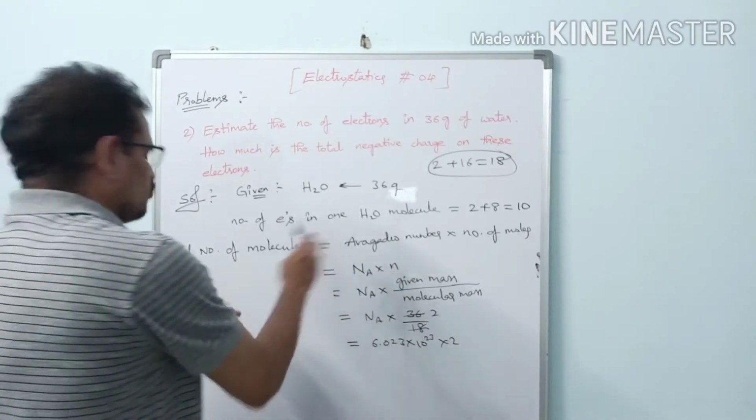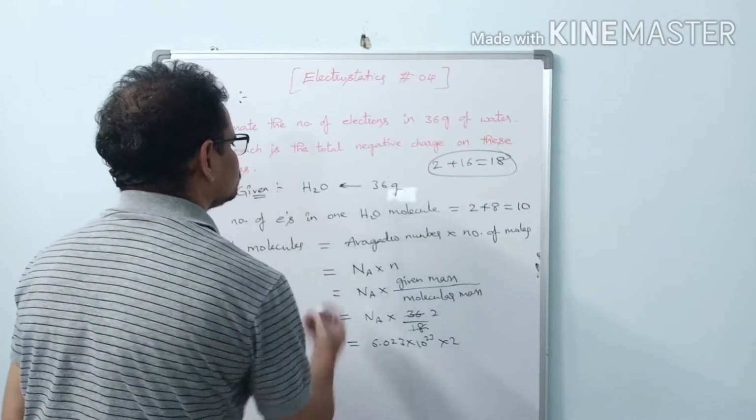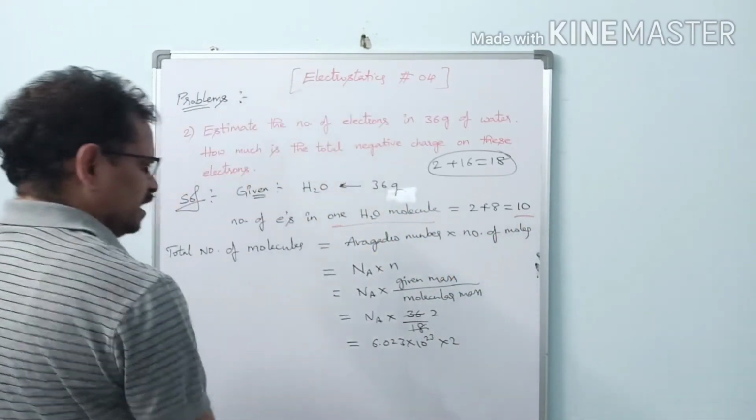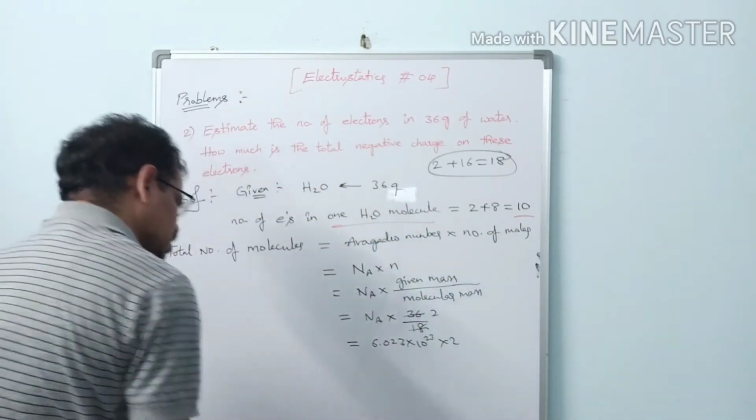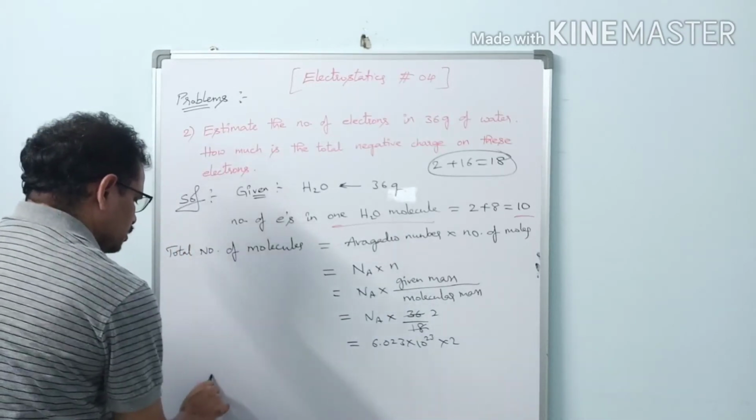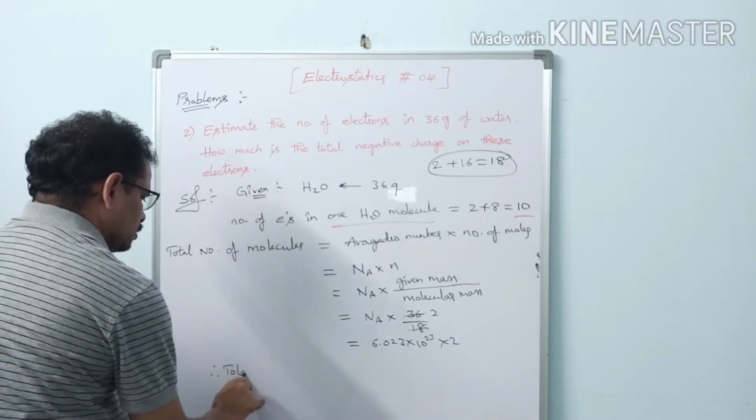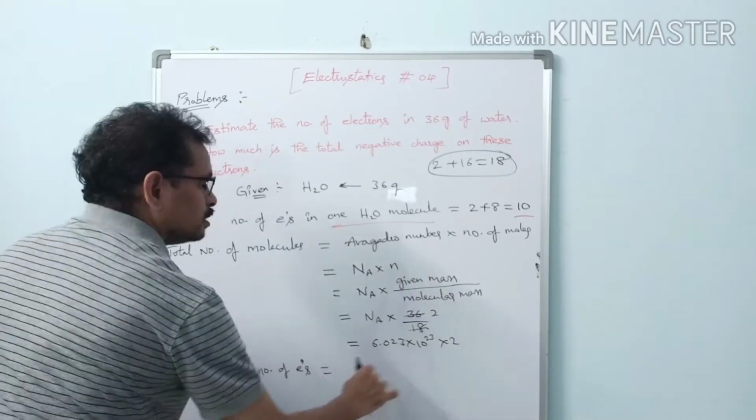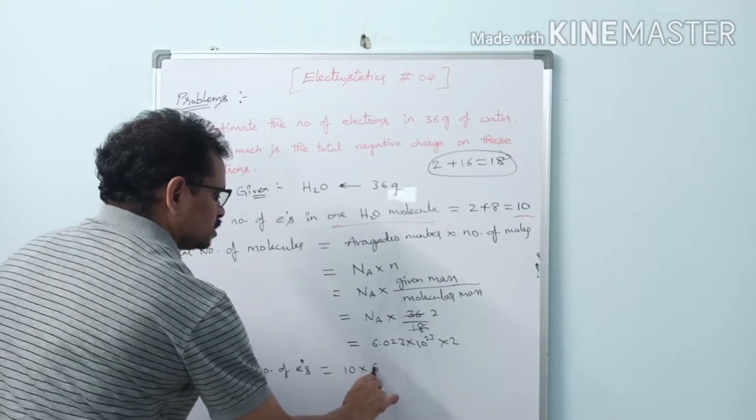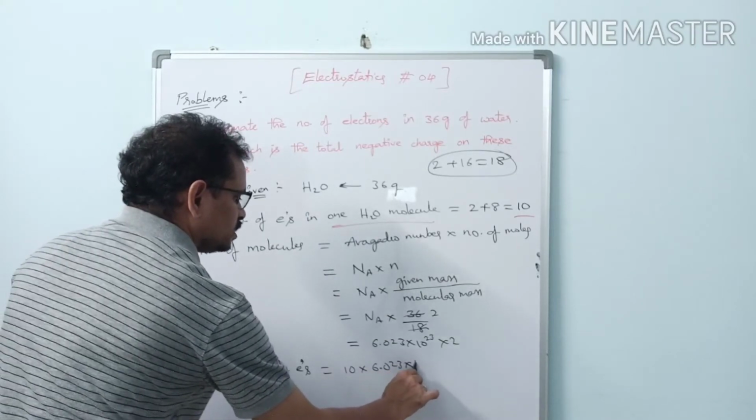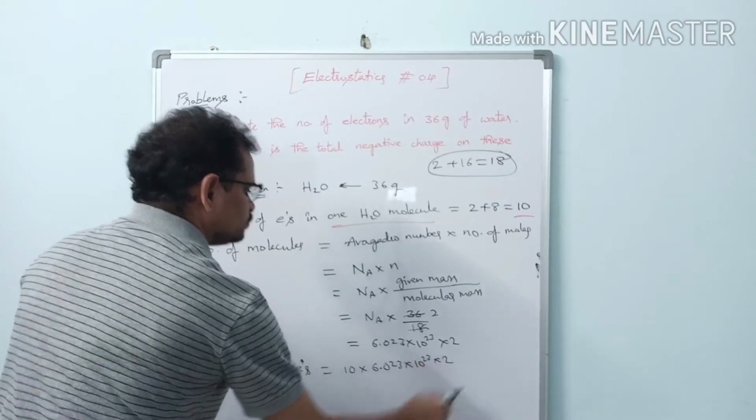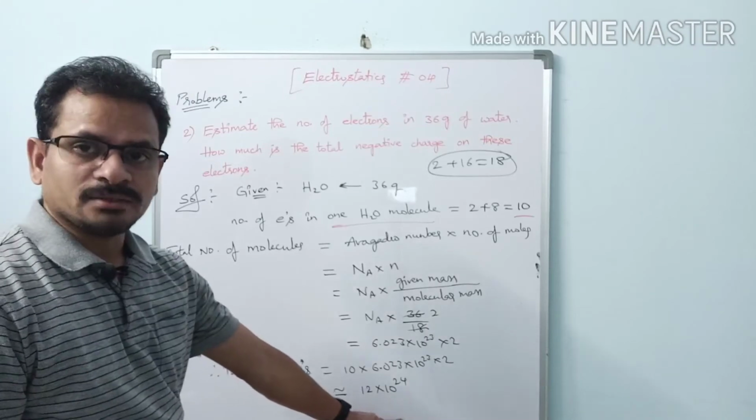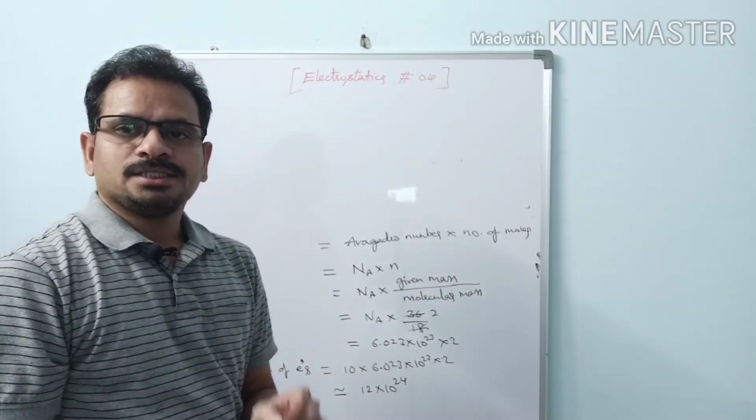Now in one molecule there are 10 electrons. In this many molecules, what is the total number of electrons? Therefore the total number of electrons is 10 into 6.023 into 10 power 23 into 2, or approximately 12 into 10 power 24 electrons. Now let us find the charge on these electrons.